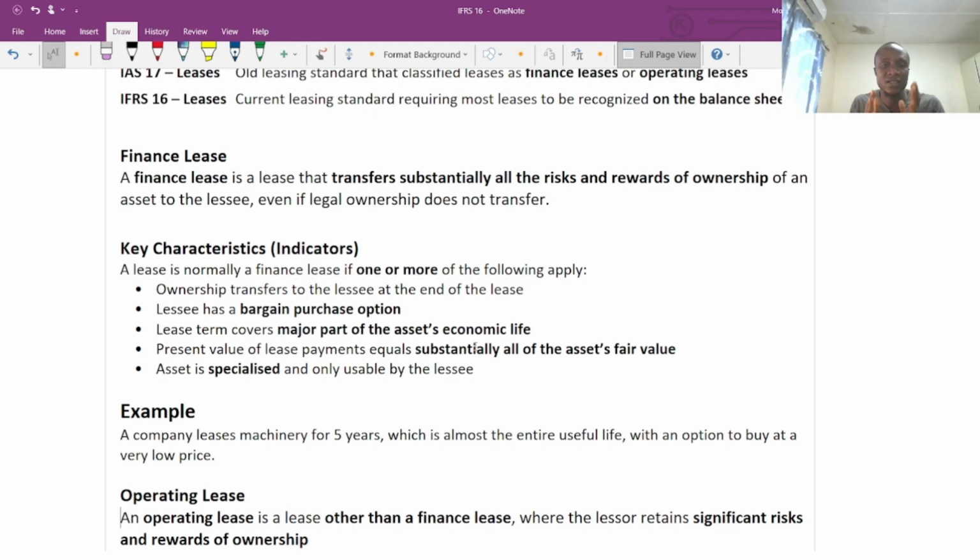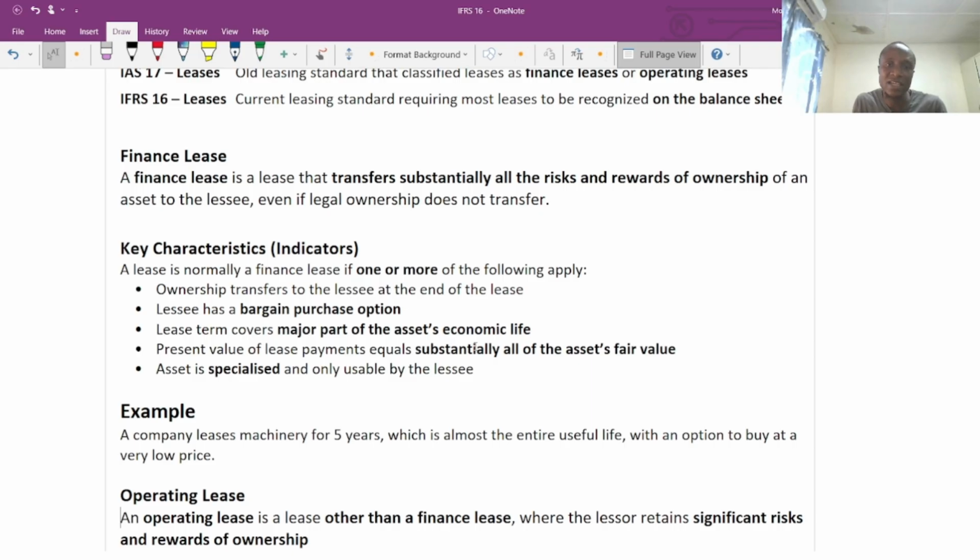So this is what we refer to as a finance lease. Any lease of this category should be accounted for according to IAS 17 as a finance lease. So this is the definition of a finance lease.